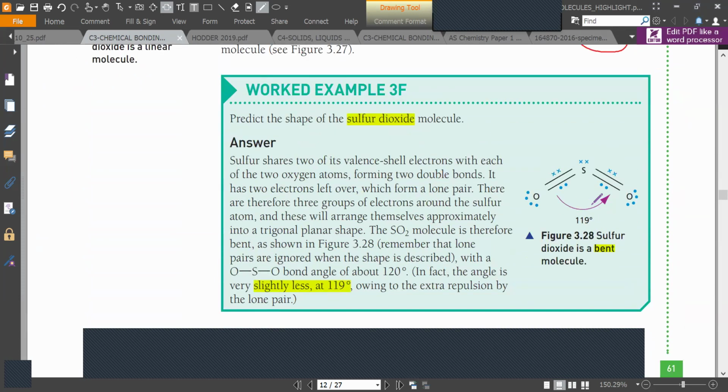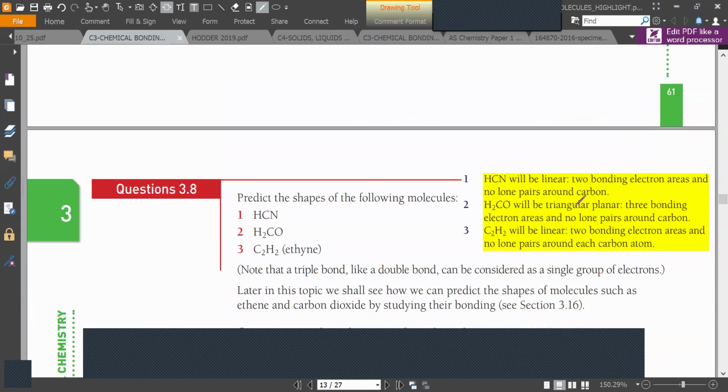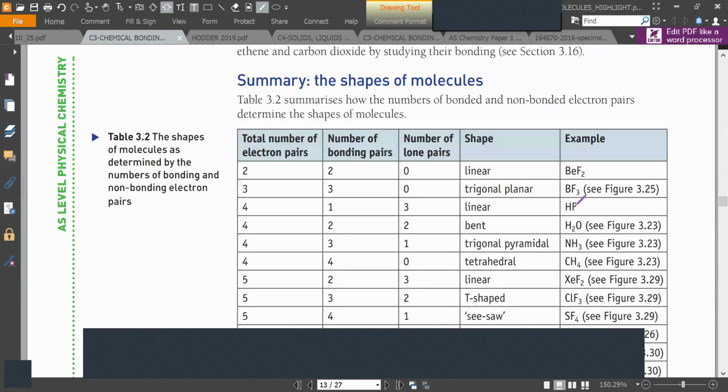Another example here: sulfur dioxide. You see, we have one lone pair here. So it's supposed to be 120, 120, 120, but because of this lone pair, it is compressed a bit. So now it becomes 119.